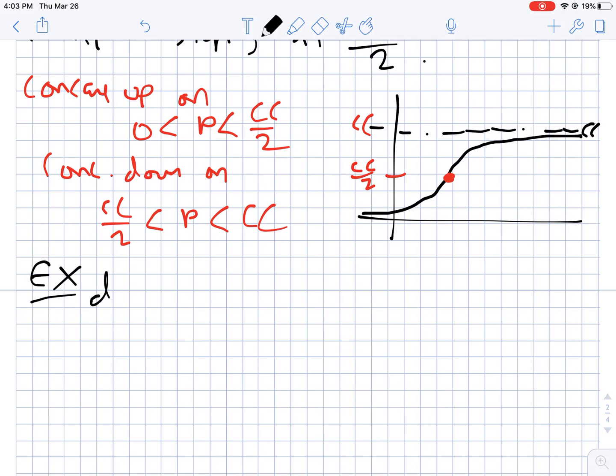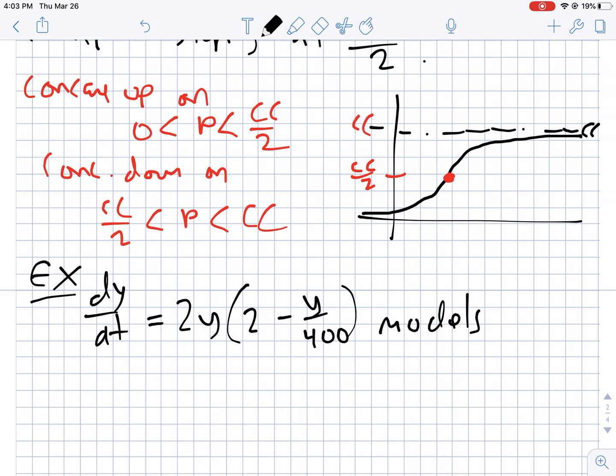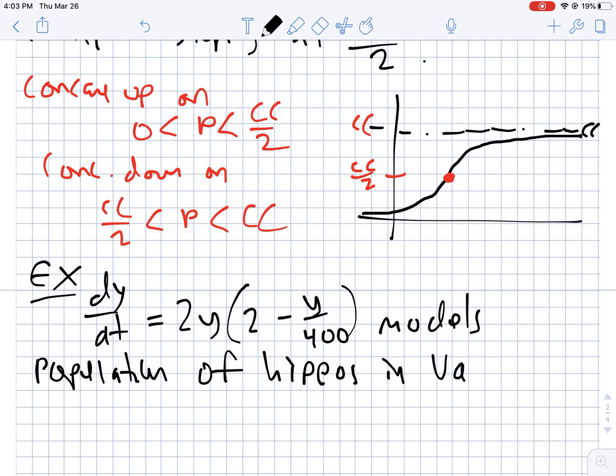So suppose I tell you dy/dt is equal to 2y times (2 minus y over 400). And let's say this models the population of hippos in Valencia. As you guys know, a lot of hippos in Valencia these days. We need to model them and come up with some math so we can figure this out.